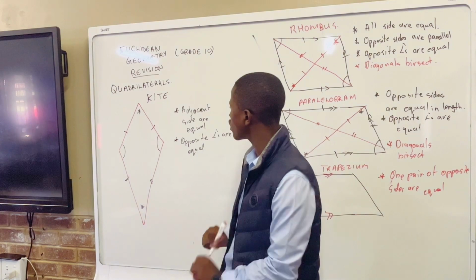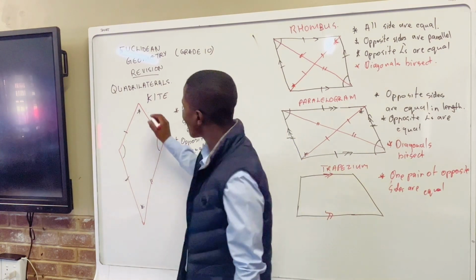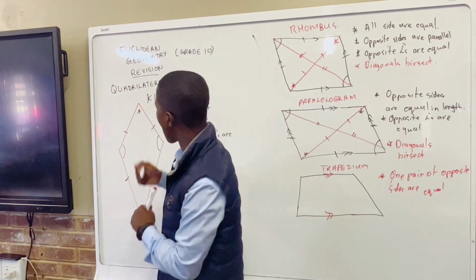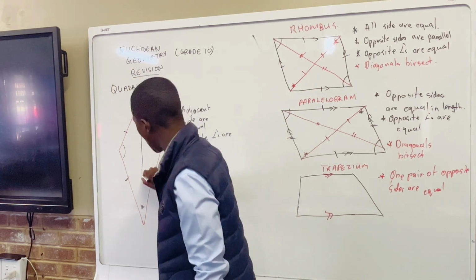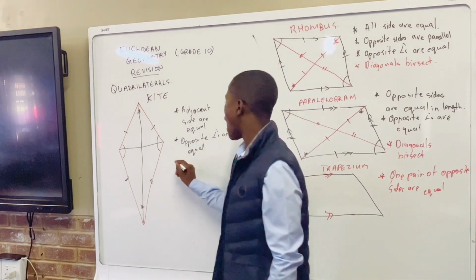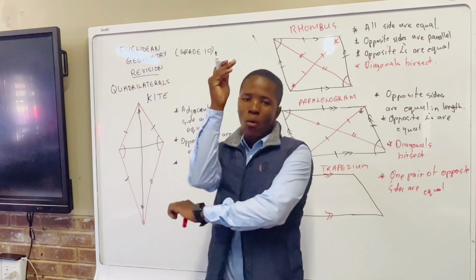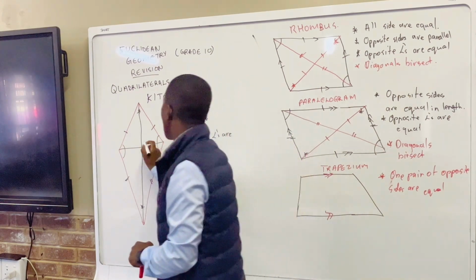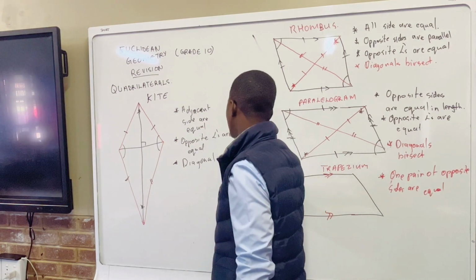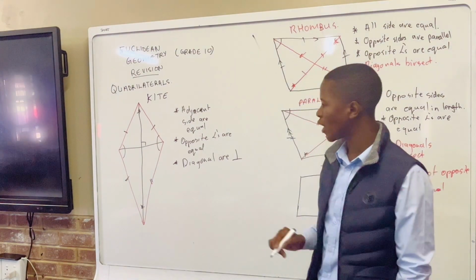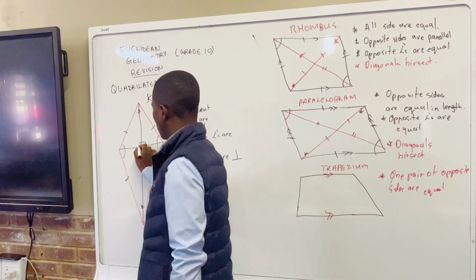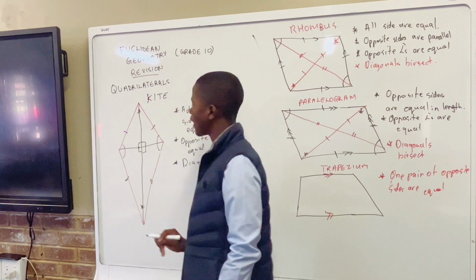One thing that you also need to take note of is that the diagonals of your kite are perpendicular to each other. So if this is your kite, the diagonals are perpendicular. When I say perpendicular, it means they cut each other at 90 degrees, right? So this is 90 degrees, this is 90 degrees, and also this is 90 degrees, and also this is 90 degrees.